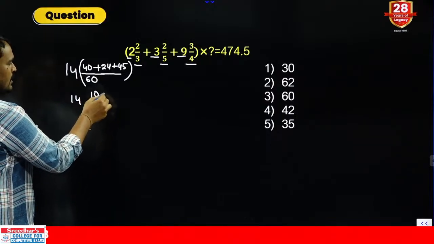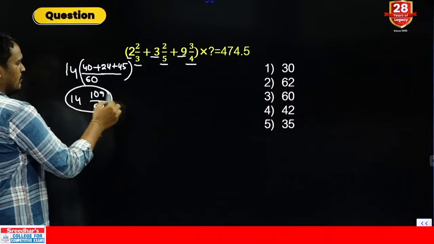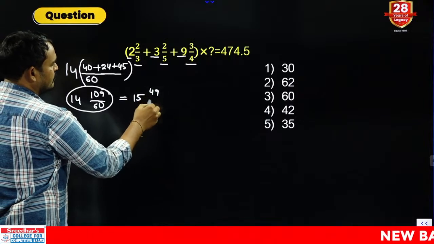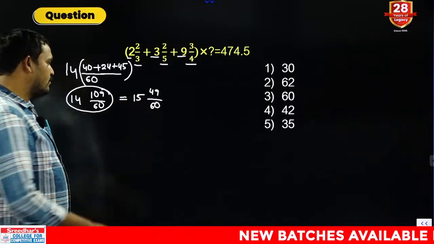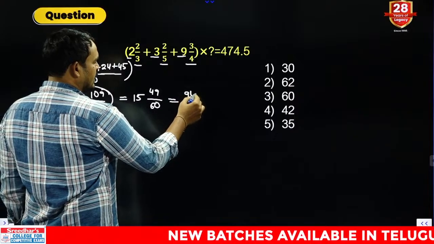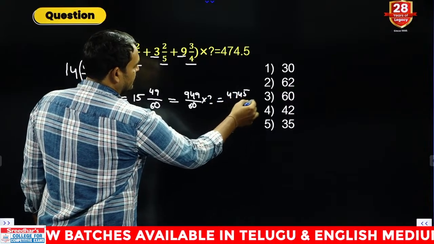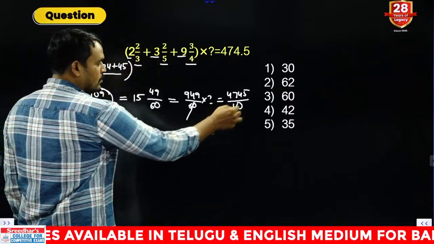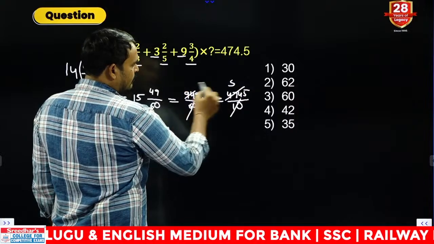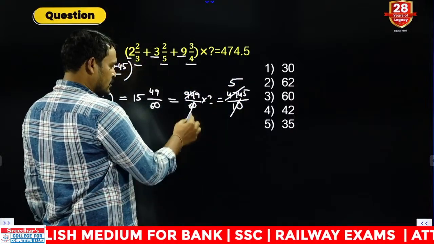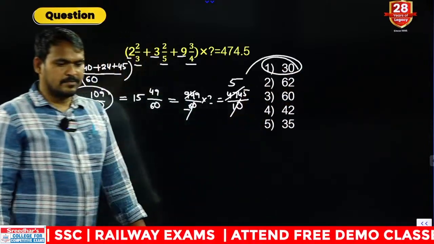14, 109 by 60. 109 by 60 means that is 1 and 49 by 60. This total value written 15 49 by 60. 60 into 15, 900 plus 49. 900 plus 49 means that is 949 by 60 into something that is equal to how much? 4745 by 10 or not? Left hand side denominator 0, right hand side denominator 0 cancel or not? 949, exactly 5 times or not? Exactly 5 times. 6 into 5 how much? 30. What is the answer? 30.